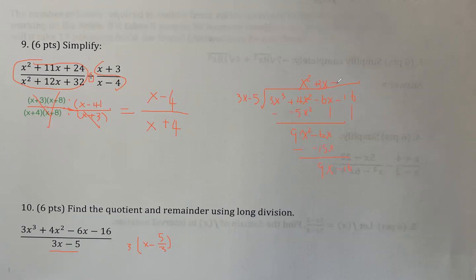So we need to put a 3 in the quotient. 3 times 3x will get 9x. 3 times negative 5 will get negative 15. Negative 16 minus negative 15 becomes negative 16 plus 15. So we get a negative 1 as a remainder. So our quotient is x squared plus 3x plus 3. Our remainder is negative 1.